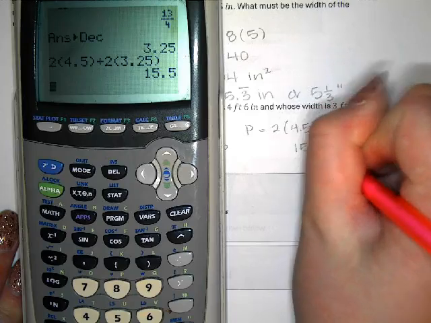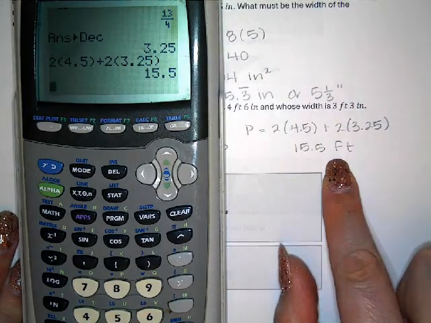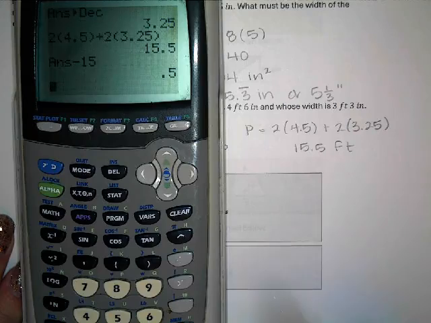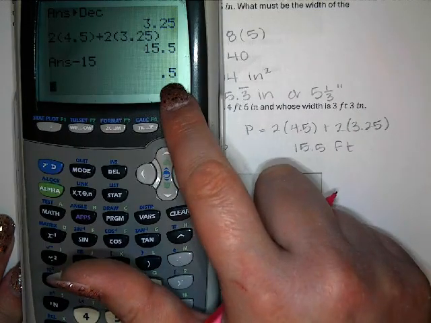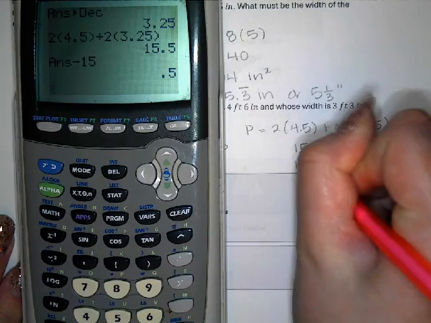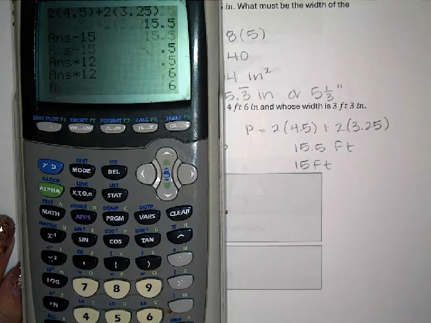Or if I want to convert this back to a mixture of feet and inches, I could minus off the 15, and that's 0.5. And then I would take the 0.5, so I'd have 15 feet. And then the 0.5 I'm going to multiply by 12 inches per foot, and I get 15 feet 6 inches.